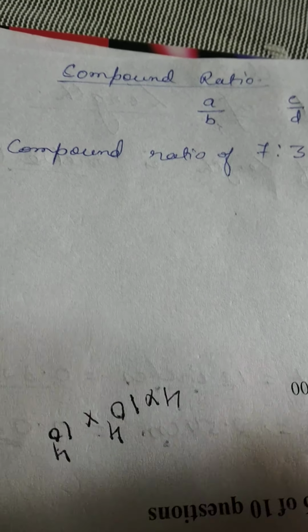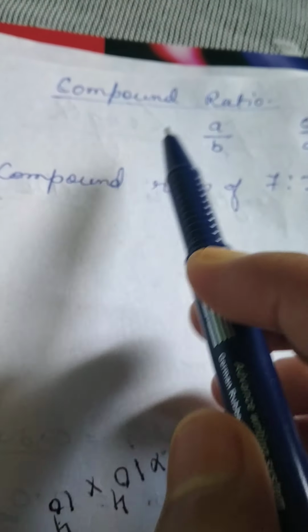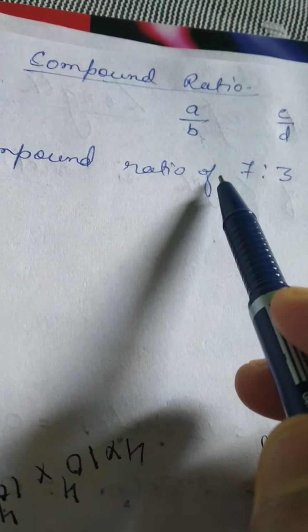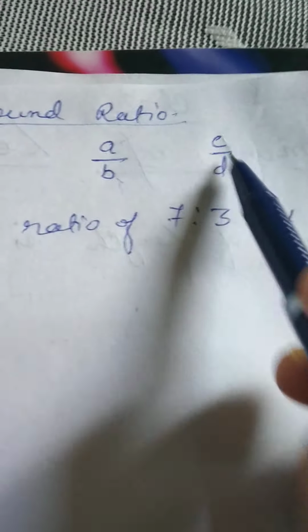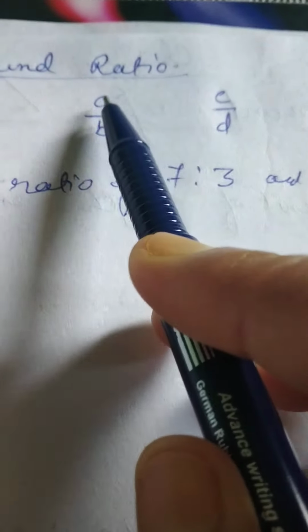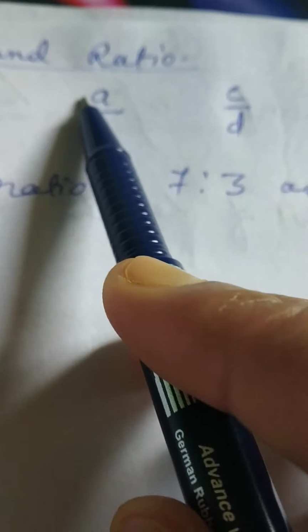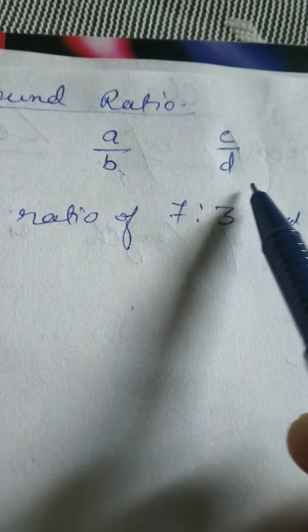Okay? Now the next topic is compound ratio. What is compound ratio? Compound ratio has as its antecedent the product of the antecedents of the given ratios, and as its consequent the product of the consequents. Suppose two ratios are given, A is to B and C is to D, and you have to write the compound ratio. What will we do? Multiply antecedent to antecedent and consequent to consequent, meaning numerator to numerator and denominator to denominator. So A into C is to B into D is the compound ratio.